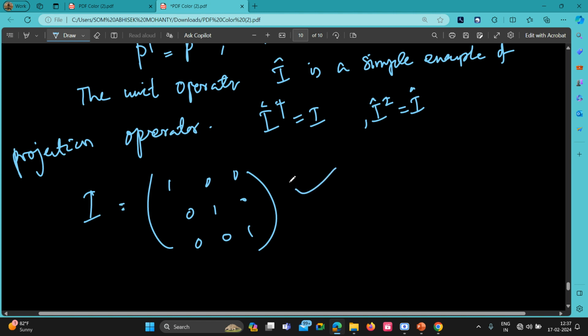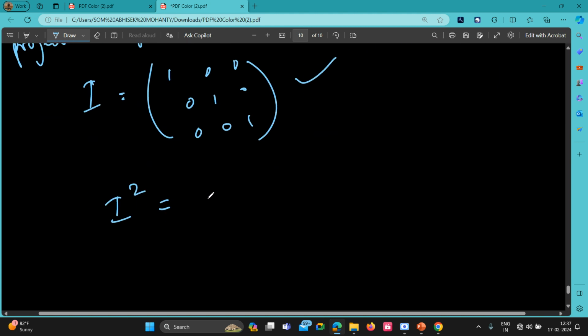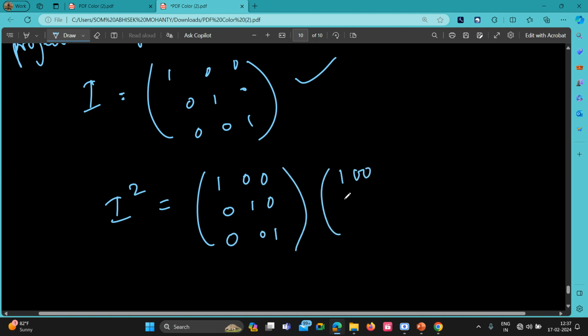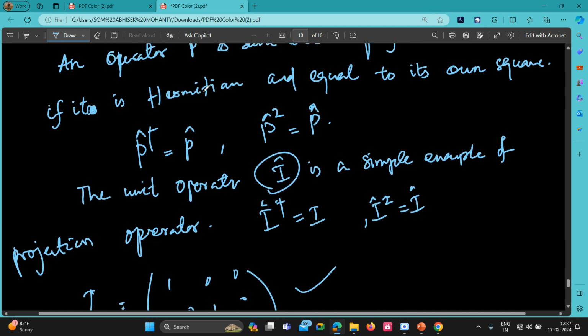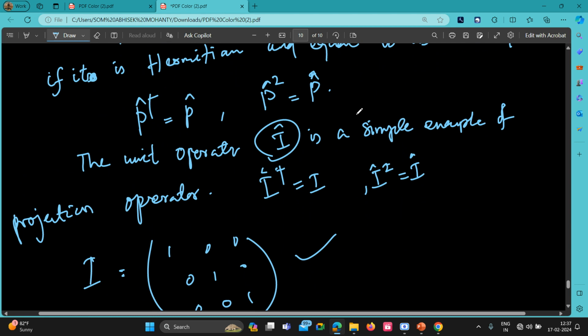And I square, if I take the square of it, it will also be 1 0 0, 0 1 0, 0 0 1. You can check it yourself. I square will be 1 0 0, 0 1 0, 0 0 1 into 1 0 0, 0 1 0, 0 0 1. If you multiply it, you will get 1 0 0, 0 1 0, 0 0 1. So I square is also I, and I dagger is also I. So I can be an example of what? Projection operator. I hope you are clear about it.